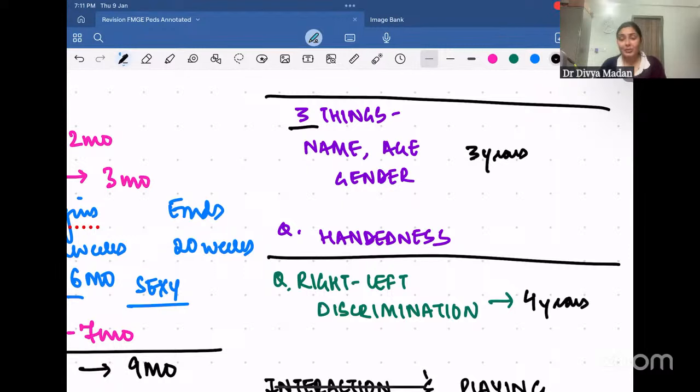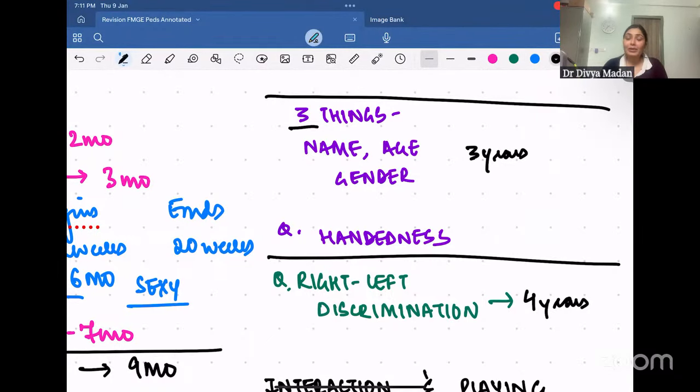What does handedness mean? Handedness means preferential usage of one hand over the other. But left to right discrimination means knowing that I am using the right side more than the left side. That is right to left discrimination. That comes later on, at 4 years of age.